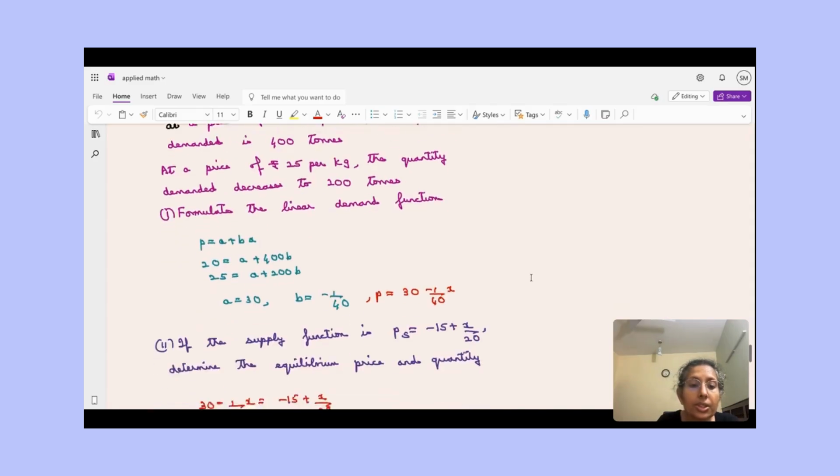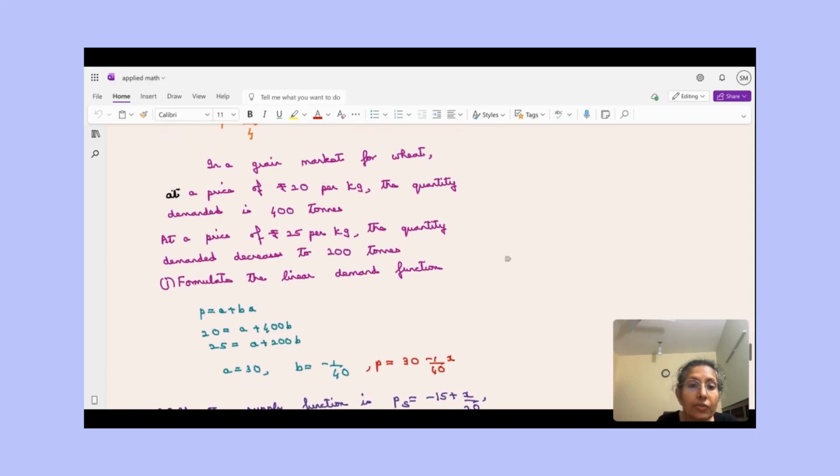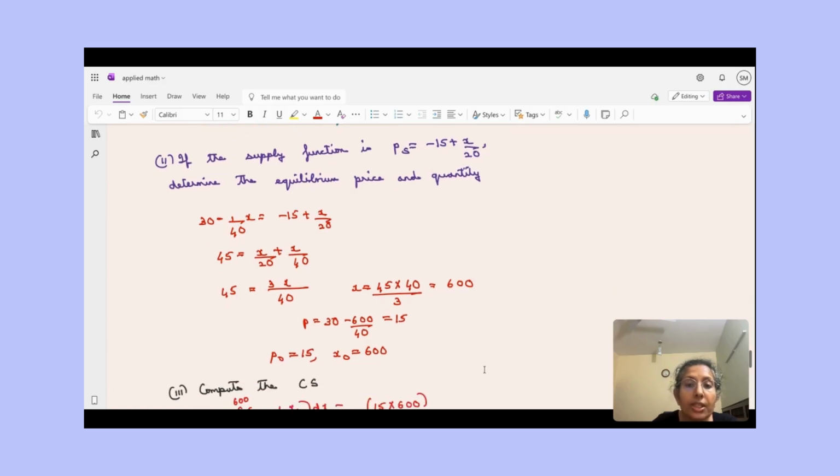The next part is if the supply function is Ps equal to minus 15 plus x by 20, determine the equilibrium price and quantity. So the demand function 30 minus 1 by 40 x is equated to minus 15 plus x by 20. So we get 45 is x by 20 plus x by 40. Simplifying, you get x as 600, and substituting for p, you get p as 15. So your equilibrium price is 15 and equilibrium quantity is 600.